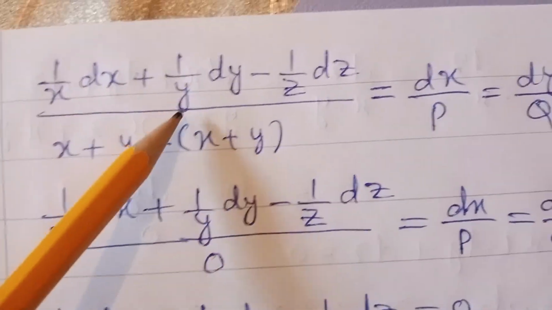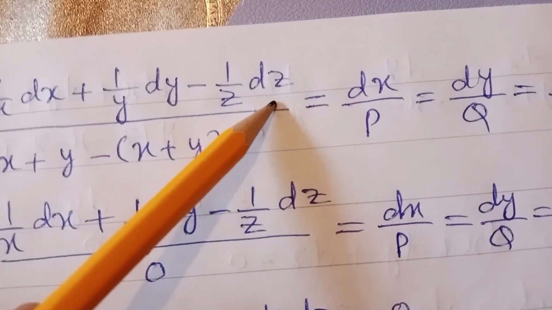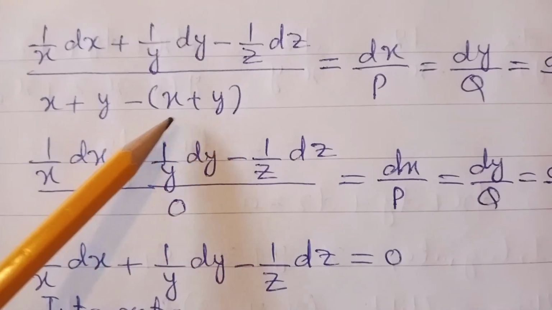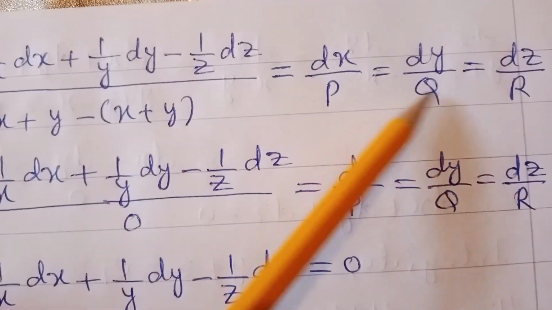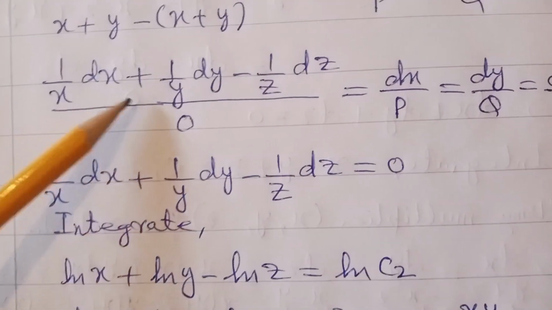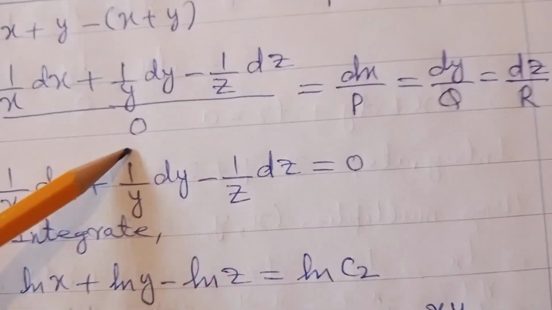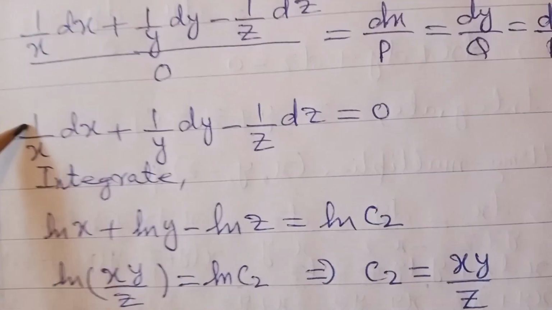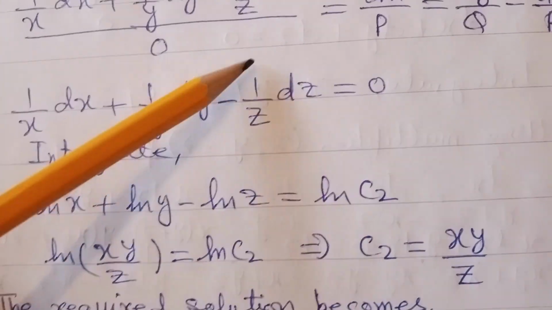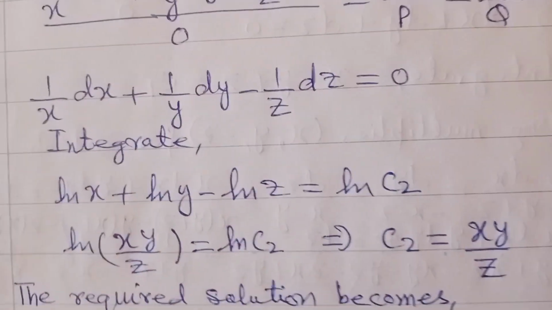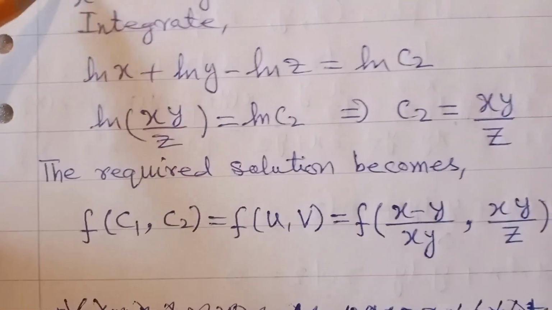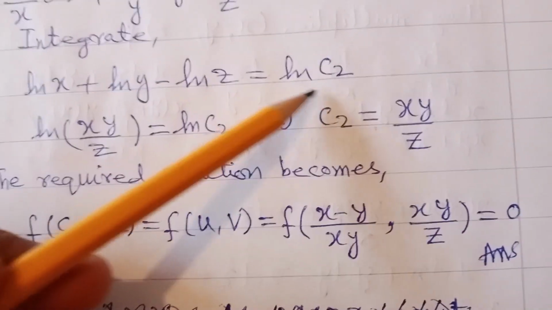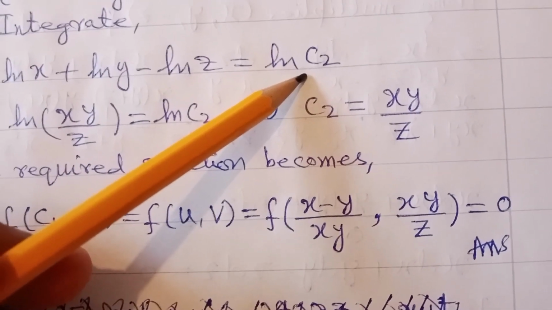So (1 upon x dx plus 1 upon y dy minus 1 upon z dz) upon (x plus y minus x plus y) is equal to dx upon P is equal to dy upon Q is equal to dz upon R. So 1 upon x dx, 1 upon y dy, minus 1 upon z dz, upon 0. When this 0 multiplies these three terms, all the terms will be 0. Only we have 1 upon x dx plus 1 upon y dy minus 1 upon z dz is equal to 0. Now integrate, so the integral of 1 upon x will be ln x, the integral of 1 upon y will be ln y, 1 upon z will be ln z is equal to ln c2. This is our constant of integration.